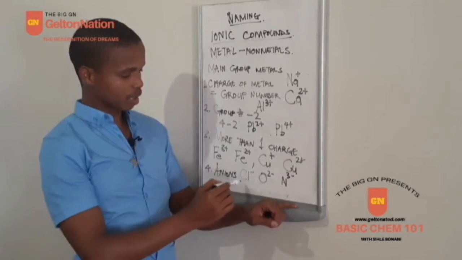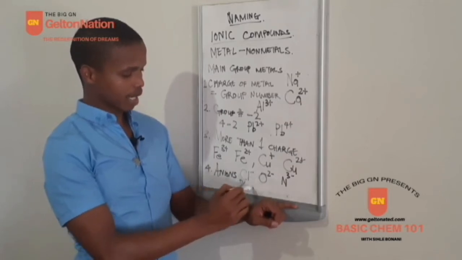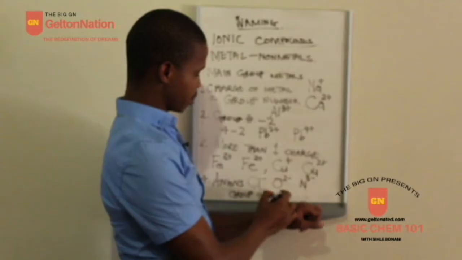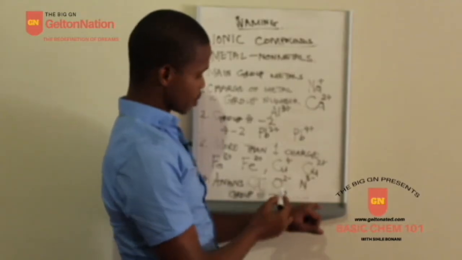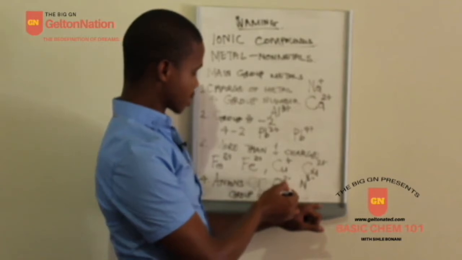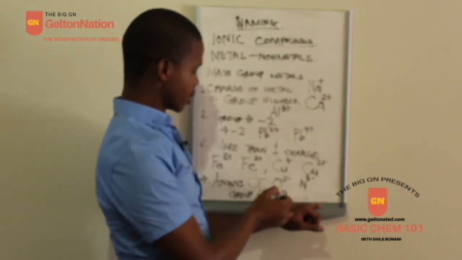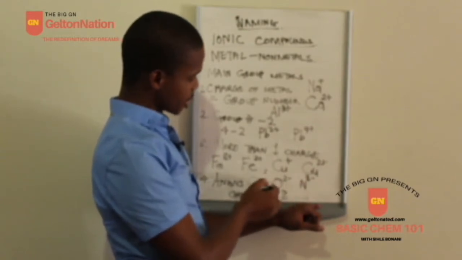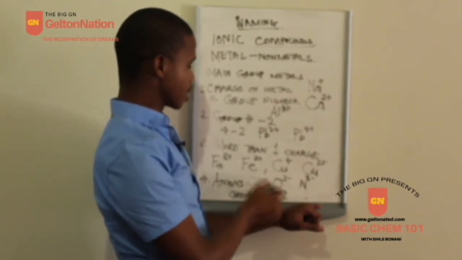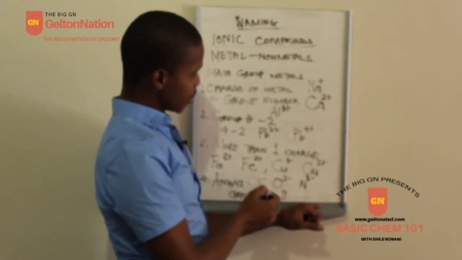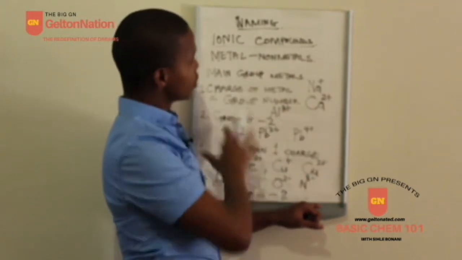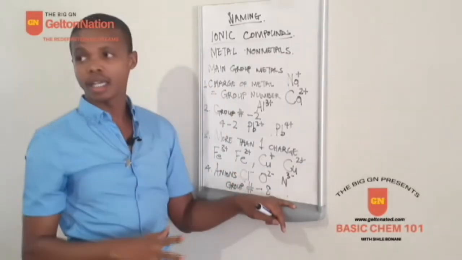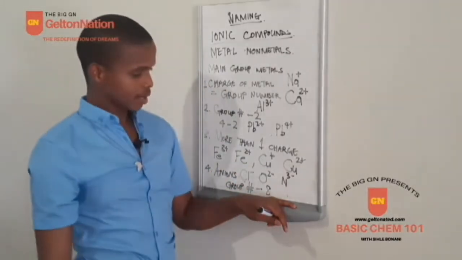Predicting this charge would be group number minus 8. So oxygen is in group 6, and 6 minus 8 is negative 2. Chlorine is in group 7, so it's 7 minus 8, you get a minus 1. So that's how you usually get your charges for your metals and your non-metals.